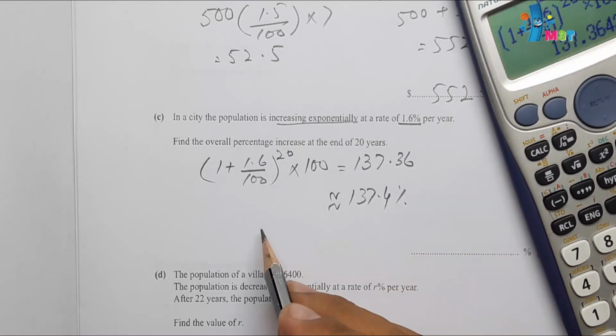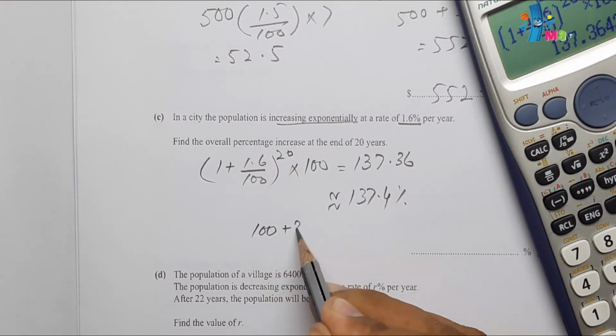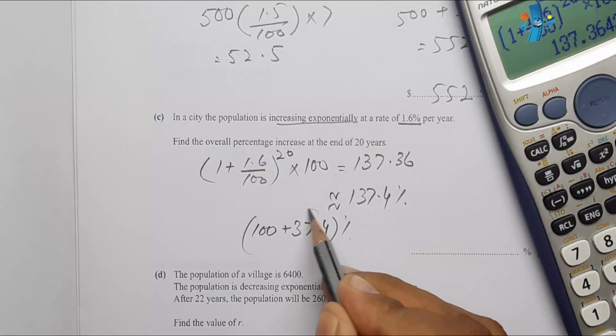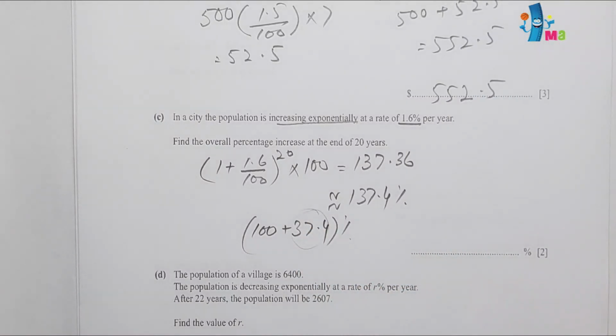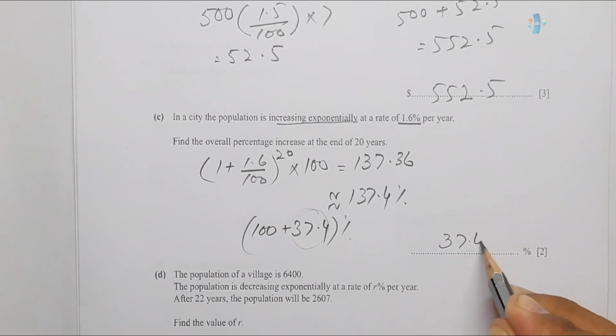137.4%, and we are subtracting 100 because this is the 100 plus 37.4. This is the percentage, so the increase will be 37.4. So the percentage increase will be 37.4%.